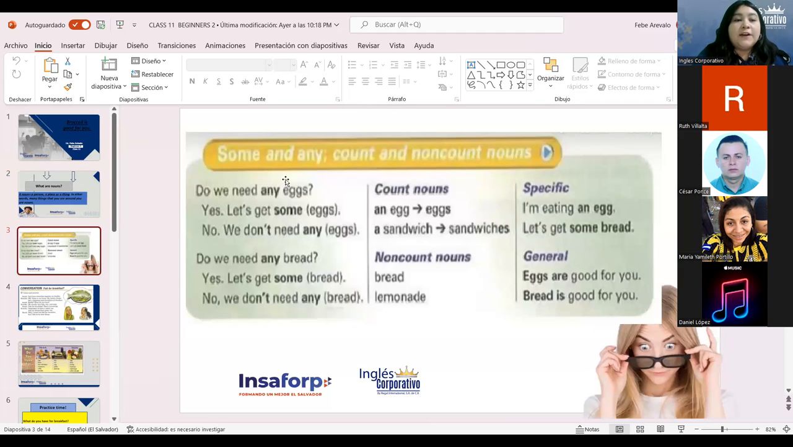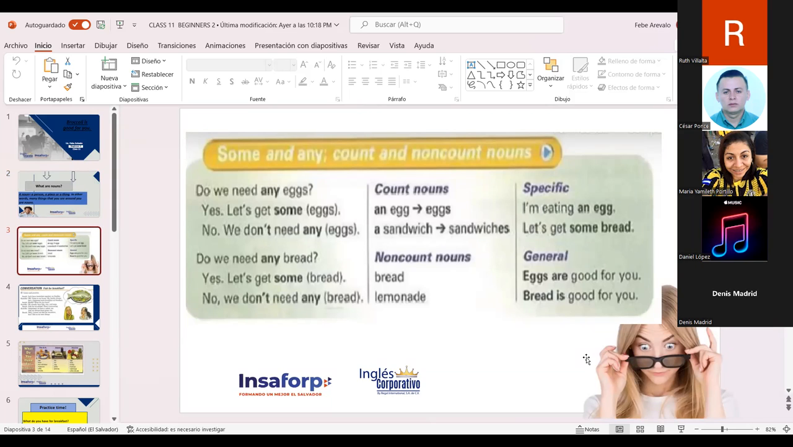Now, let's check some and any, all right? Let me hear you. Daniel López, you ask César Ponce, you answer. Action, Daniel. Usted pregunta. Do we need any eggs? Yes, let's get some eggs. No, we don't need any eggs. Do we need any bread? Yes, let's get some bread. No, we don't need any bread.